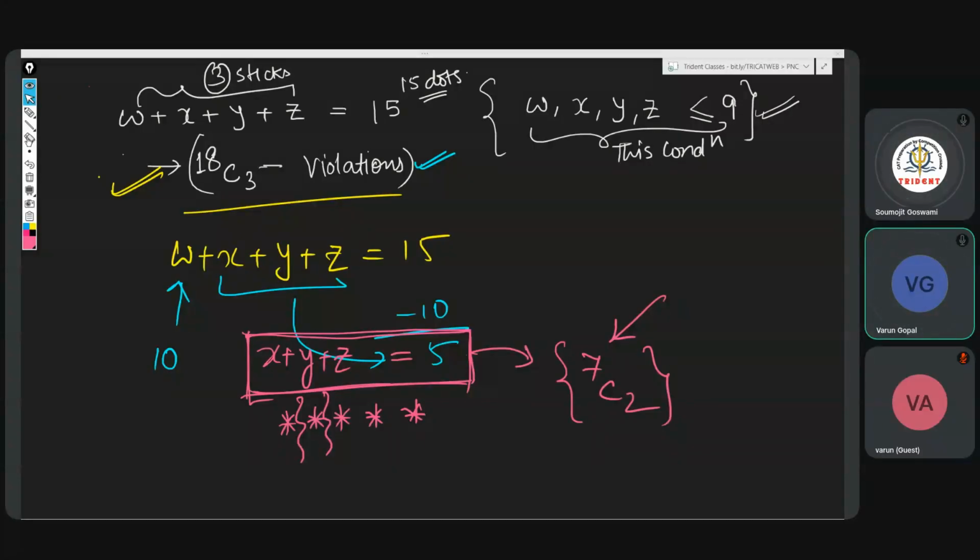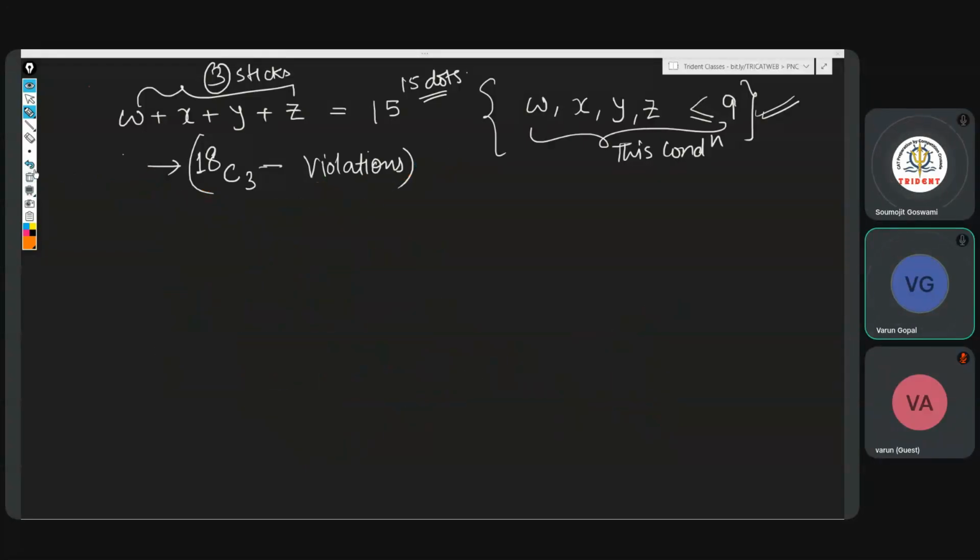So I am saying just by substituting this particular entity as 10, I'm actually accounting for all the violations. Varun, I am repeating myself just in case you have not understood it, because I think I lost you there. The thing is that first of all we calculated 18C3 and the violations. Let's do it fresh.